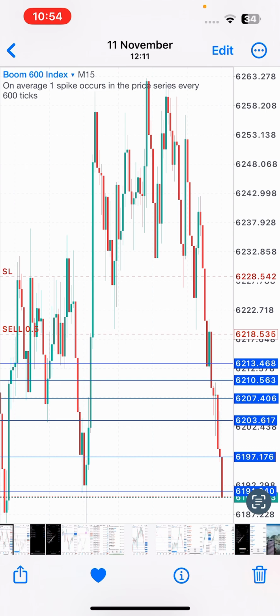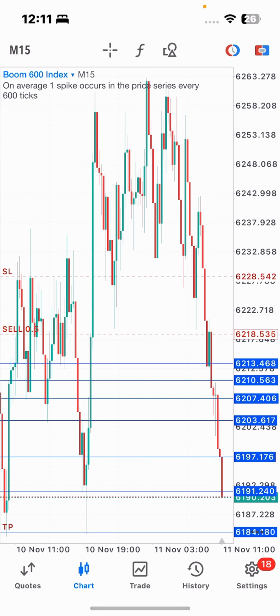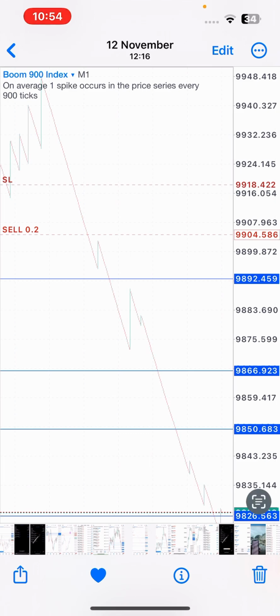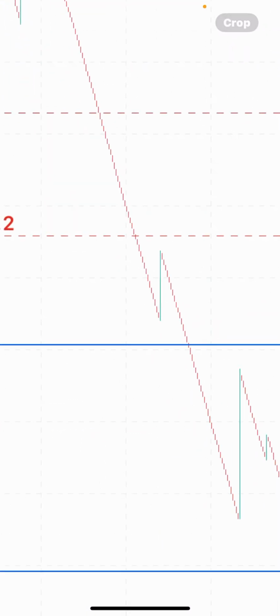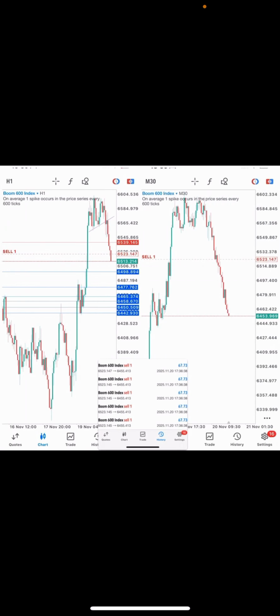You can see it here. You can see where we entered like that. All my trades are sniper entries. You can see this one. They are all sniper entries.